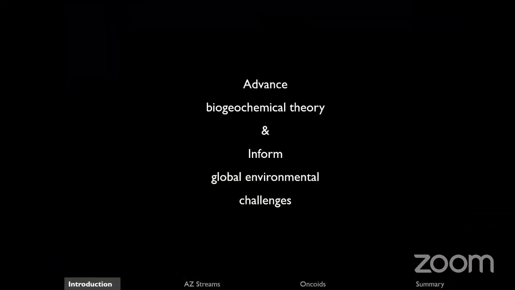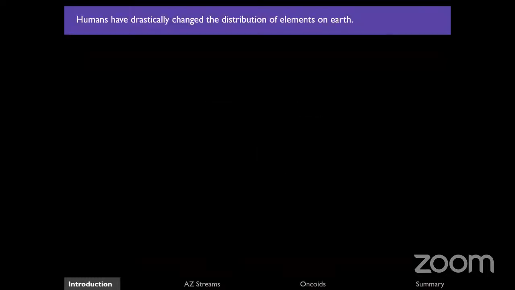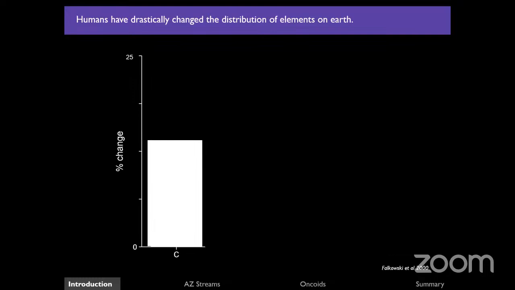So when I go about my research, I like to think about how I can advance biogeochemical theory and also inform global environmental challenges. And one of the things that you might think about when you think of a global environmental challenge is that we as humans have drastically changed the distribution of certain elements on Earth. One of those is, of course, carbon. We've burned fossil fuels, land use change, increased the amount of greenhouse gases, carbon dioxide, methane, and others. And that has led to profound changes in our climate regime.